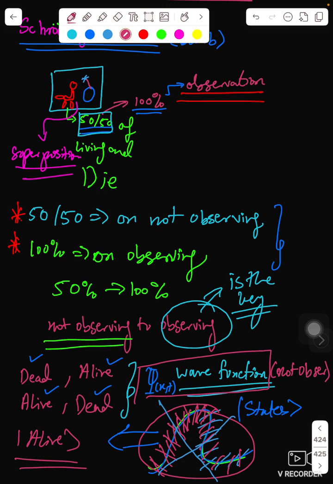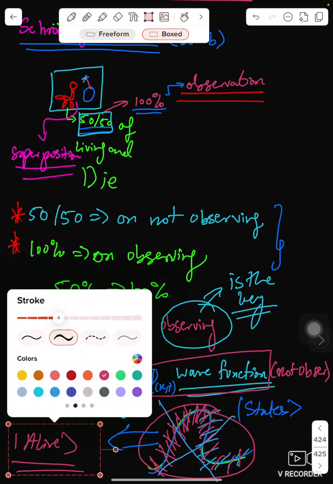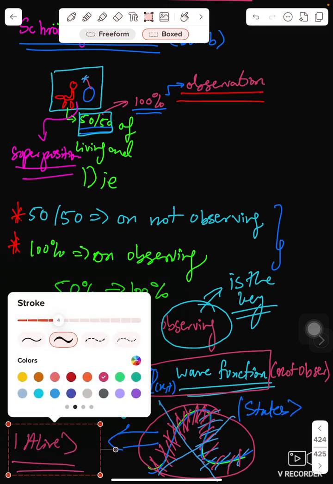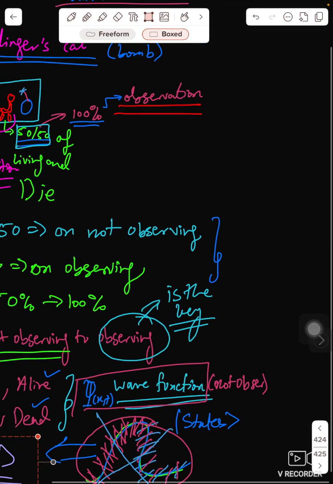So what is our key point here? Because of the wave function, we have many possibilities, and on observing, that wave function collapses. That's the word we use. Collapse means it falls down, and we get a definite value.